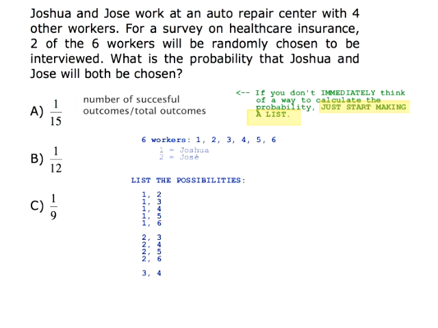Then 3, 4. We don't need 3, 2 or 3, 1. Then 4, 5. 4, 6, and then 5, 6. Hey, look at it. That's all the possibilities. That is all the things.